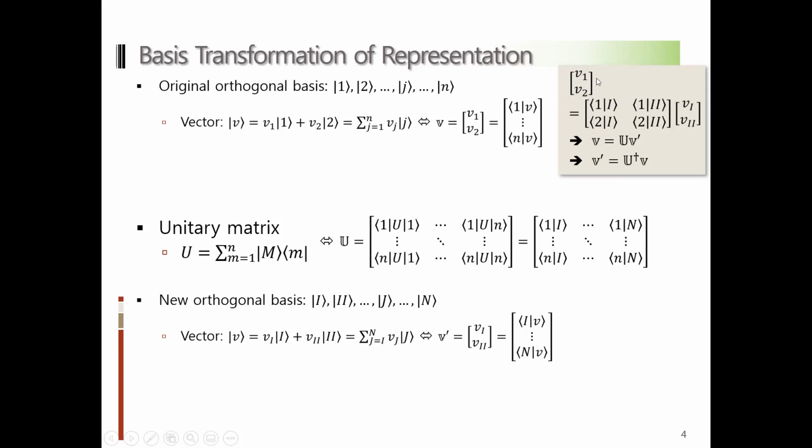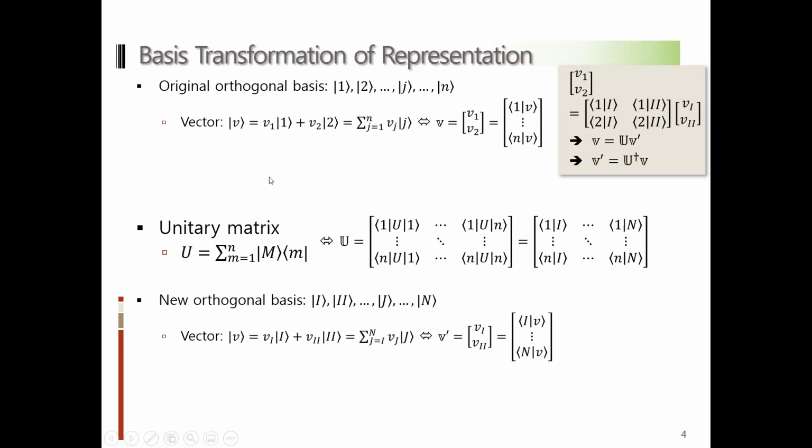So this is the relation between these two vector representations, and they can also be summarized in this way. One other thing you should also know is that if you want to obtain the column vector representation of the same vector in the new orthogonal basis, all you have to do is multiply the Hermitian conjugate of this unitary matrix on the column vector representation of the original vector in the original orthogonal basis.